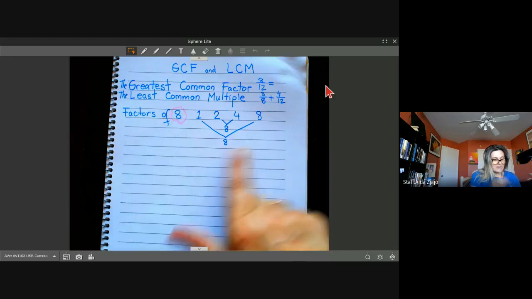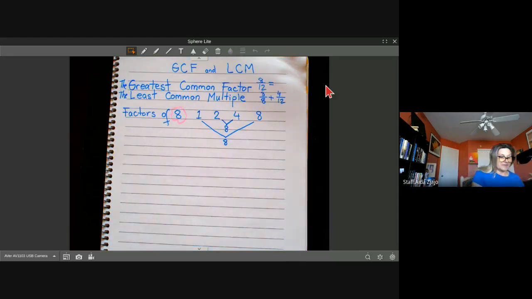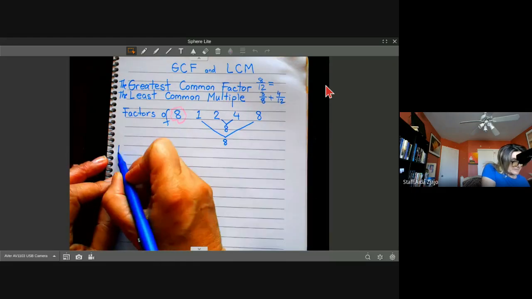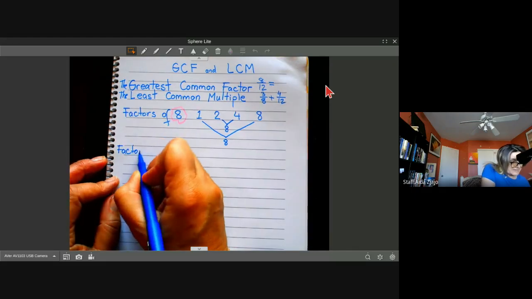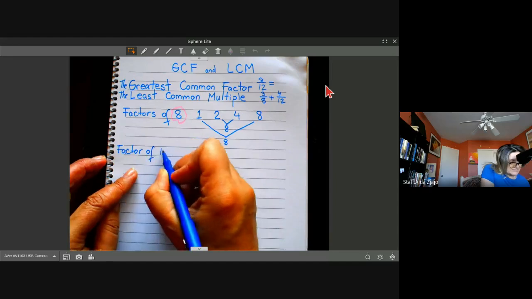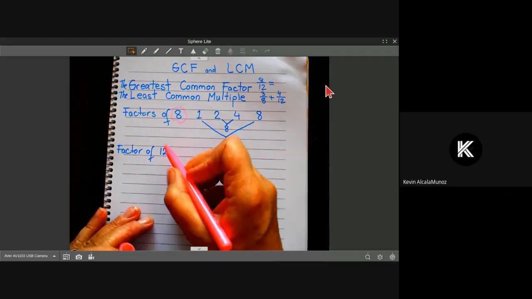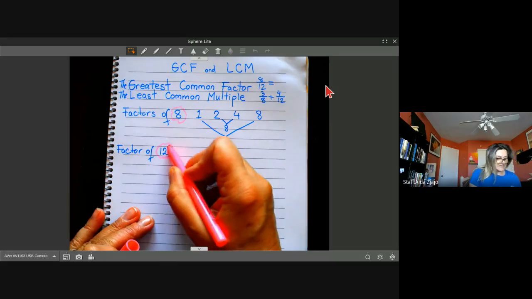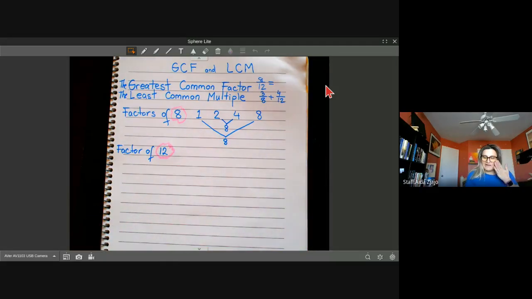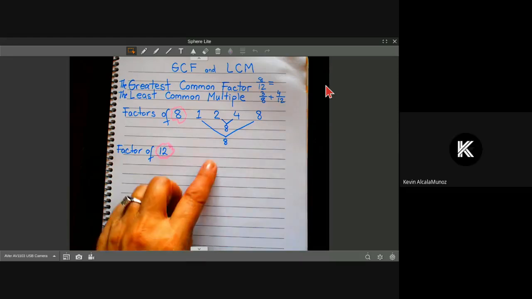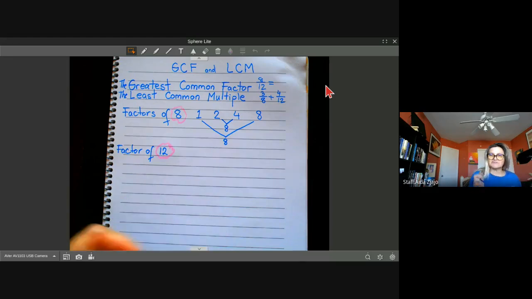So now that you know the factors of 8, it would be easier for you to tell me what the factors of 12 are. What are the factors of 12? 3 and 4. Bravo, that's right. Say again, I'm sorry. 6 times 2. Bravo. And then one more pair, the simplest one, 1 times 12.